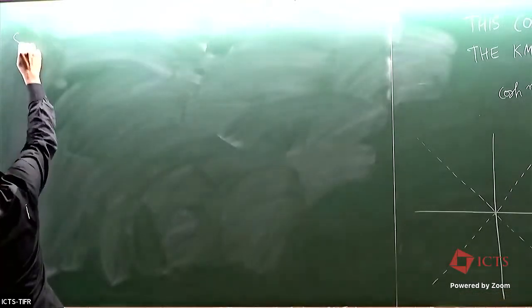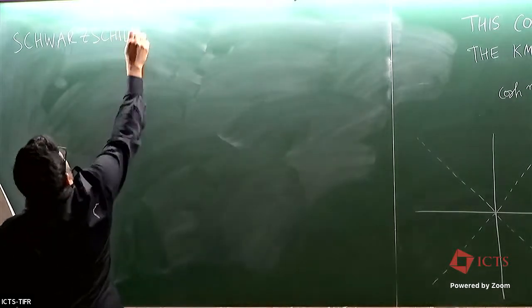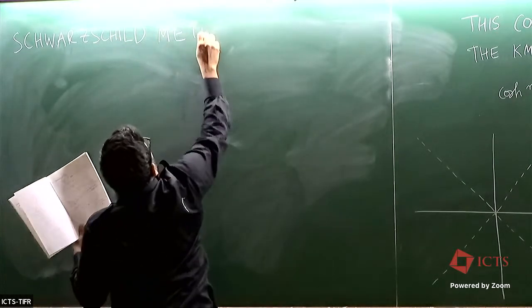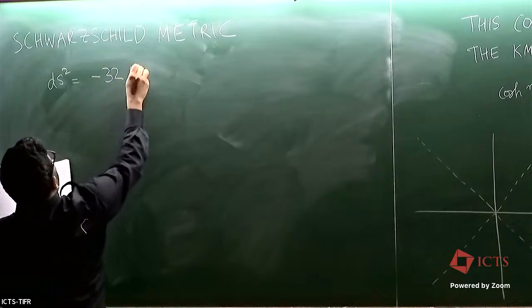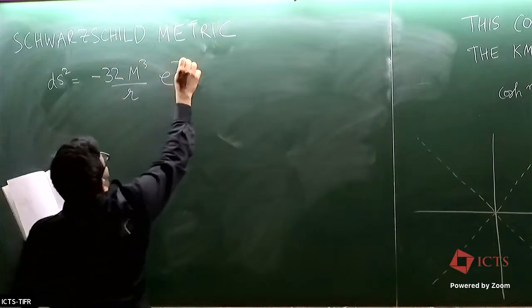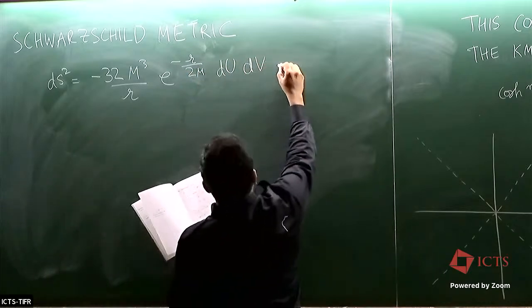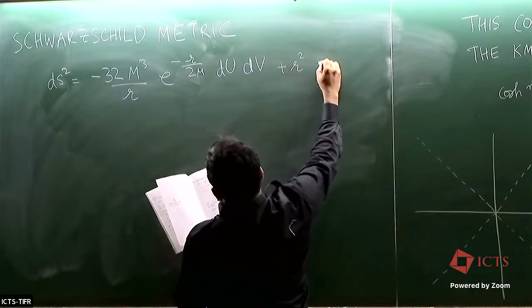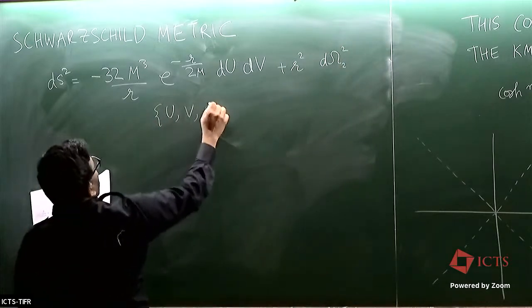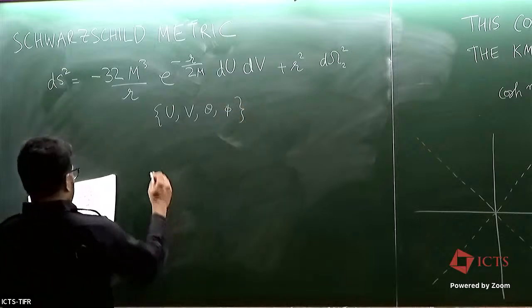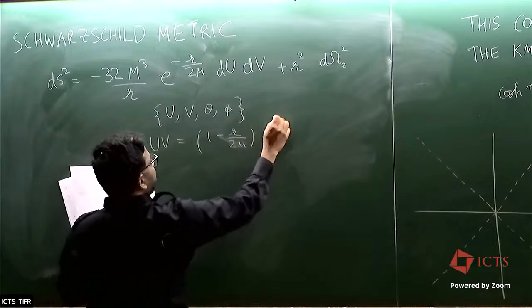Okay, so the Schwarzschild metric is given by ds squared is negative 32 m cubed over r e to the power minus r over 2m du dv plus r squared d omega squared. So the coordinates are u, v, theta, phi, where u times v is 1 minus r over 2m times e to the power of r over 2m.